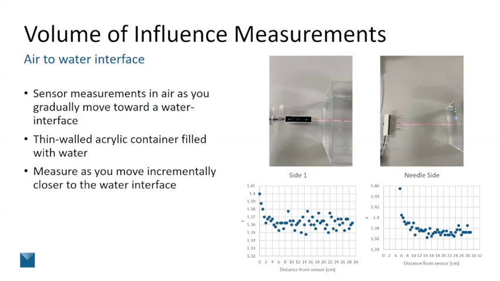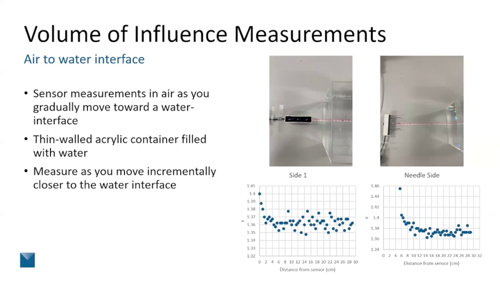Okay, so like I said, the first method that we were going to talk about was the air to water interface test. The way this works is you have a sensor. Typically, the way we like to do it is we place the sensor on the table and we secure the sensor to the table. That way we're not influencing the sensor at all. And we have a thin-walled acrylic container filled with water.